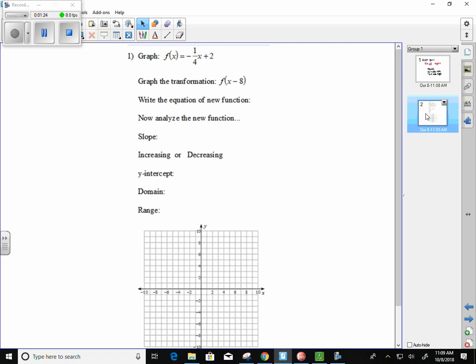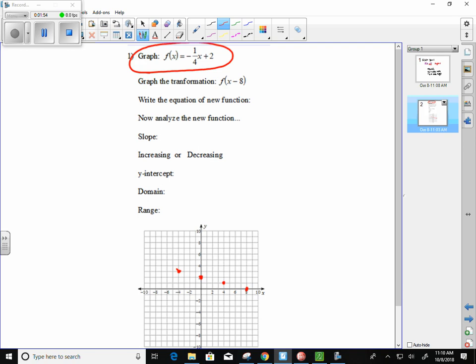I'm going to give you a function, and it'll tell you to graph that function. That's what this first part is telling you here. So I'm going to go to 2 on the y-axis, put a point there, and then, if the slope is negative 1/4, I'm going to go down 1 and right 4. 1, 2, 3, 4. And do that again, down 1, right 4, 1, 2, 3, 4. Go back the other way, up 1 and left 4.